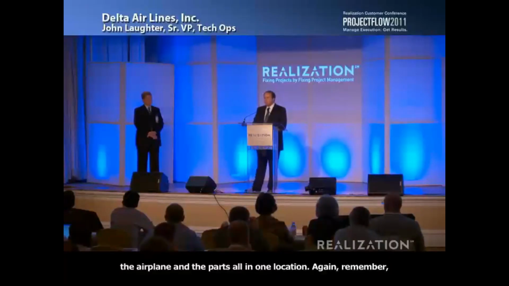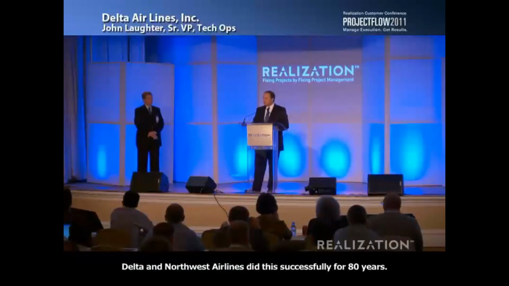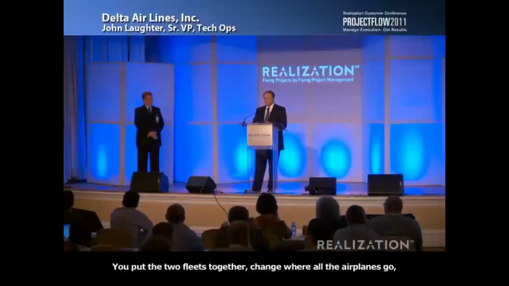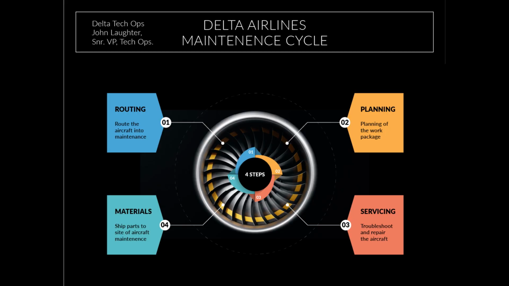And again, remember, Delta and Northwest Airlines did this successfully for 80 years. You put the two fleets together, you change where all the airplanes go, and suddenly things don't happen the way they used to. So we're managing these inventory levels very manually for the summer of 2010 because we don't have enough data to forecast yet. We don't like what we're seeing.